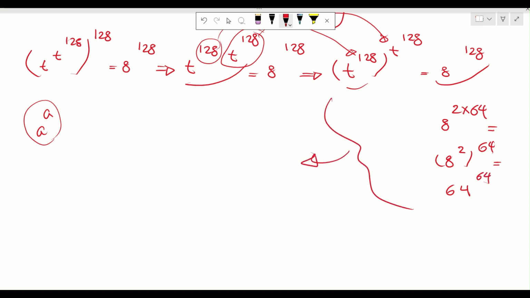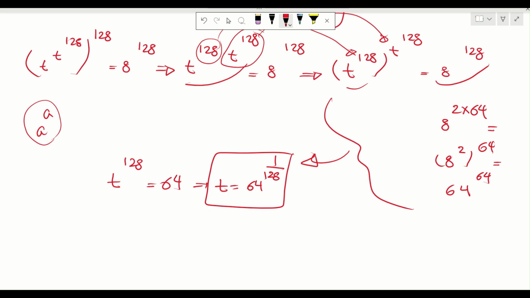Which basically means that I have this t to the power of 128 as 64, and then it basically means that t is going to be 64 to the power of 128, which basically means that I have my value for t.